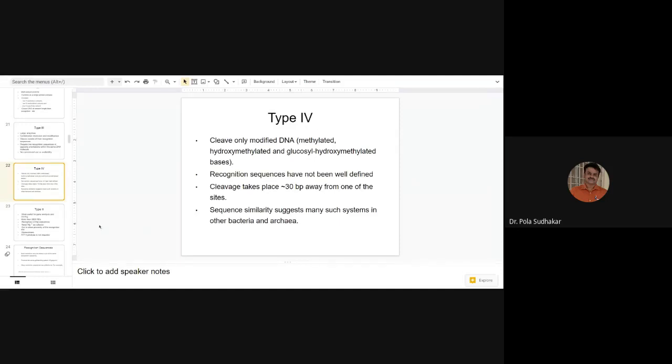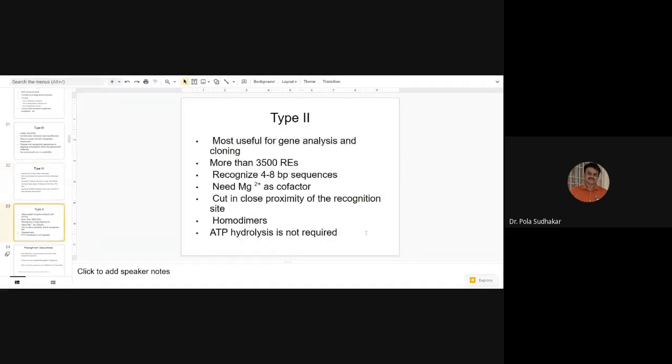Coming to the type 2 enzymes. These type 2 enzymes are very important. Now we are using about 3,500 restriction enzymes for genetic engineering purposes. Type 2 enzymes are the most useful for gene analysis and cloning.